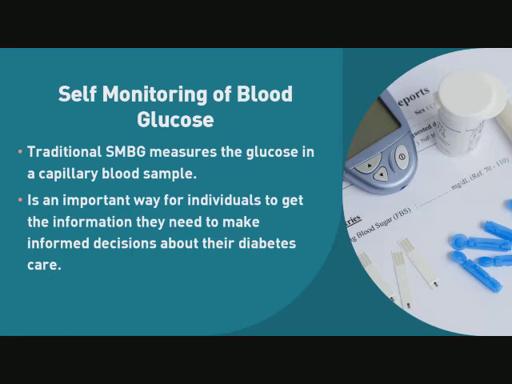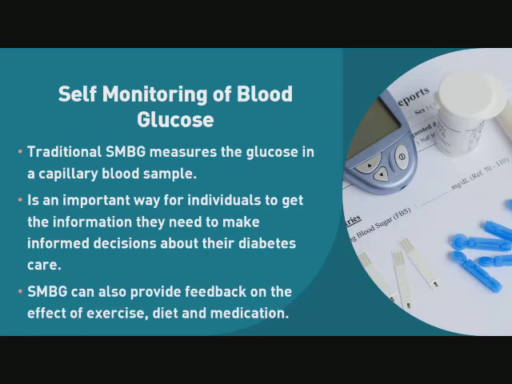Should I eat the next meal? Do I need to lower the carbs in the next meal? And do I need to take sugar? Is my sugar too low? Do I need to take some sugar? Is it too high? Do I need to do exercise? All those decisions depend on the results that you see from your glucometer. Not only that, but it also provides feedback on the effect of exercise.